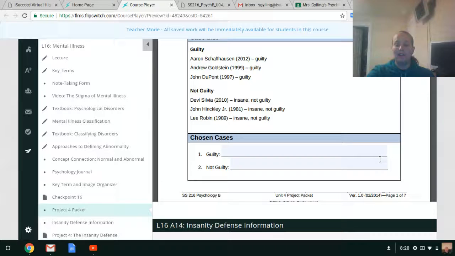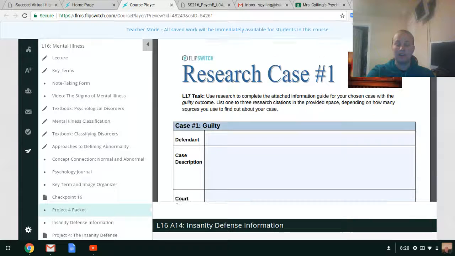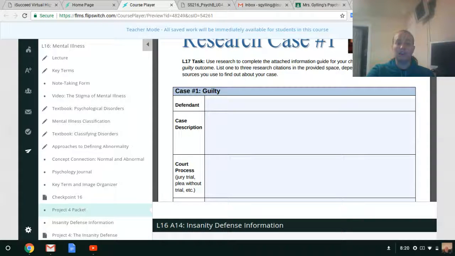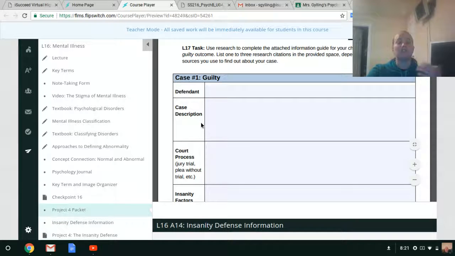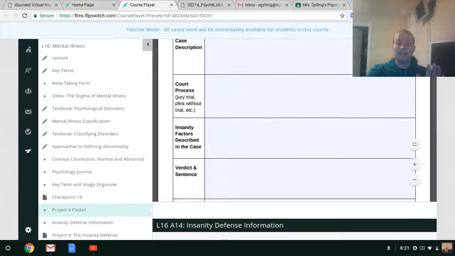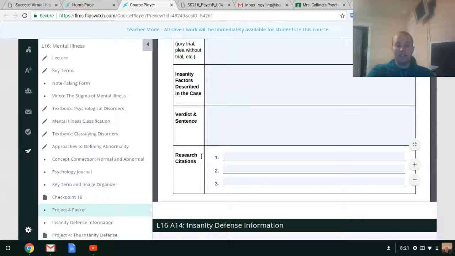Pretty simple. Lesson 2, as we get down, you're going to study your first case, the guilty one. You're going to do some research. You're going to find a website or a book that talks about the case, and you're going to write this stuff down. You're going to say who the defendant is, give a description of the case, how did the court process go, was it a jury trial, did they plead without a trial, did they just say, I'm guilty, not guilty, what did they do there, and what were the insanity factors described in the case, verdict and sentence, and then, as always, you need to put your citations. So fill out your chart, and then use MLA format to give your citations. For this project, you need at least 1 citation per section.